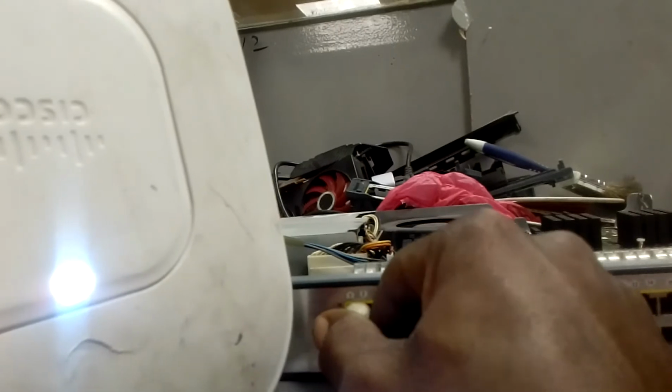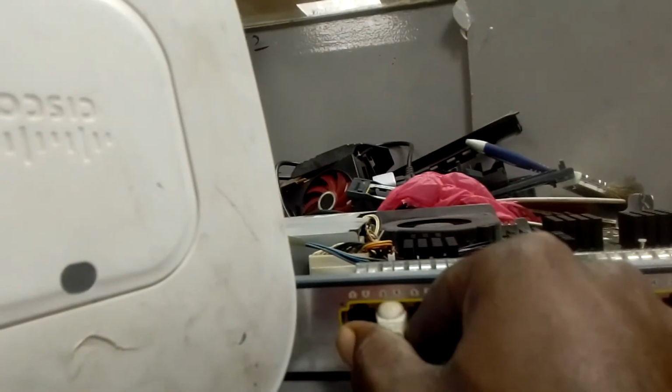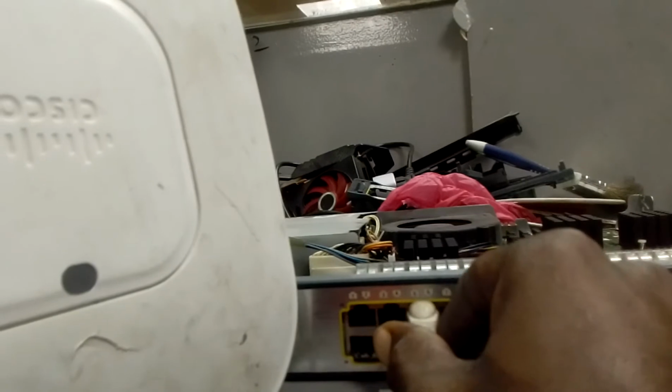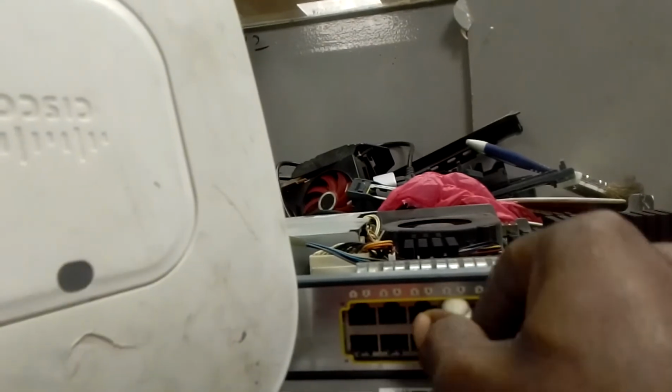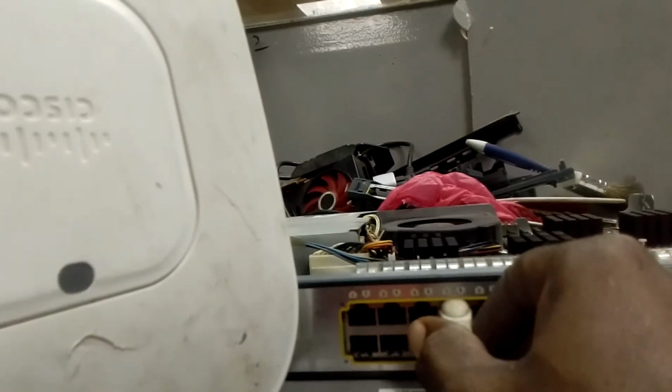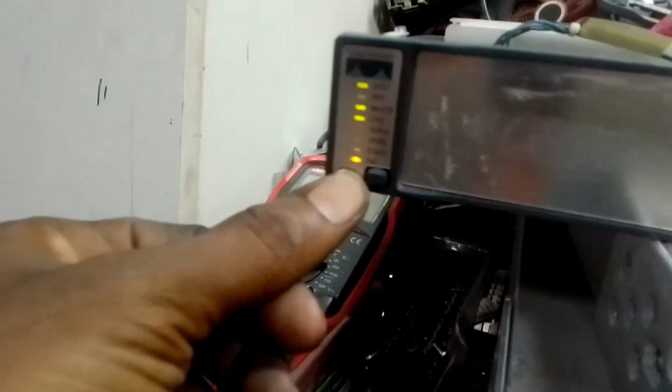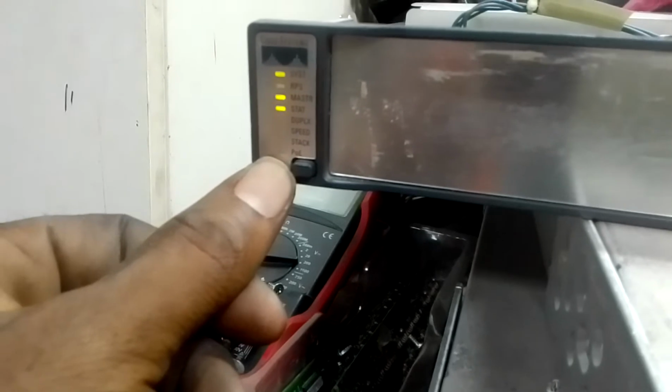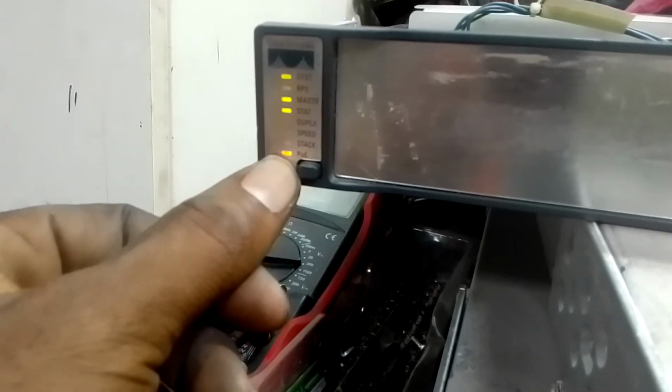First one is okay. Second one is okay. Third one is okay. Fourth one, it's not coming. You can see what is happening. It's blinking an amber light at the PoE signal here. Let me show you closely. You see this PoE signal here is blinking an amber light.